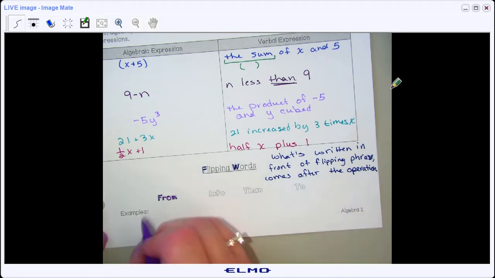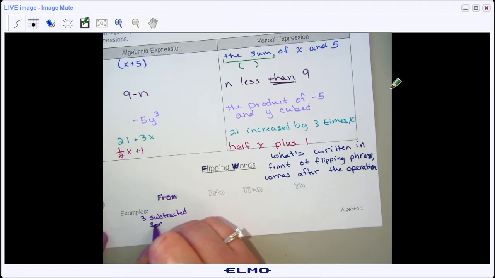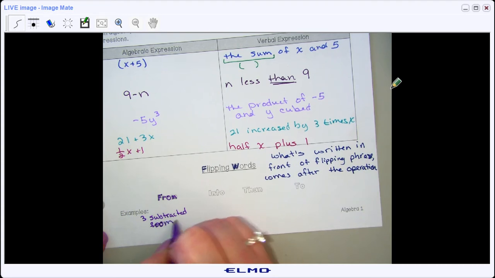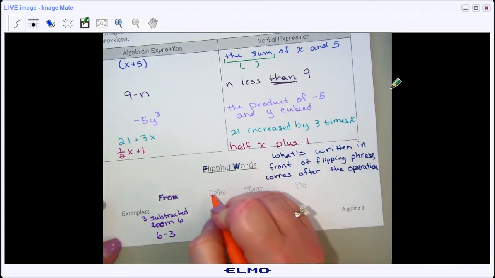So our first word is the word from. So for example, 3 subtracted from 6 would be written as 6 minus 3. So 3 is written before the flipping phrase, which in this case is subtracted from. So 3 gets written after the subtraction sign. So whatever comes before the phrase comes after the sign.